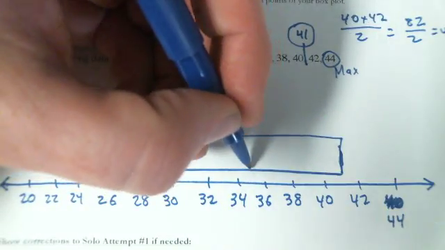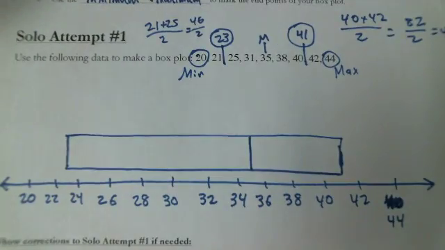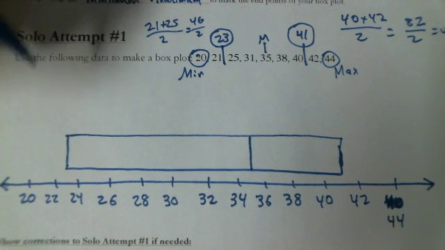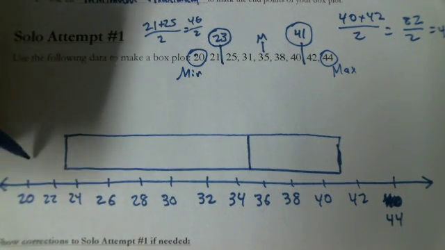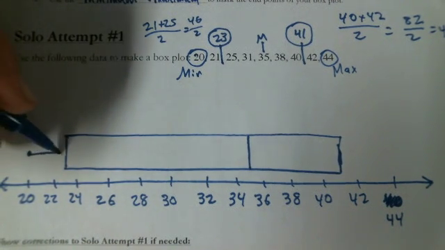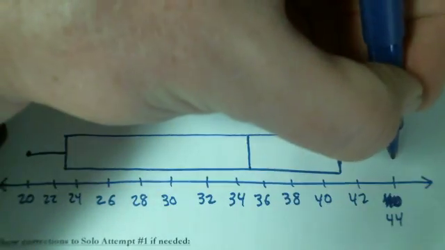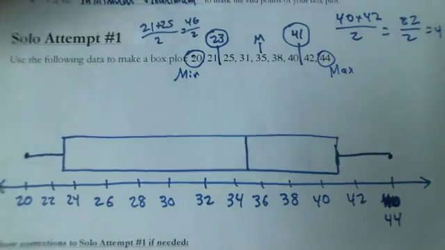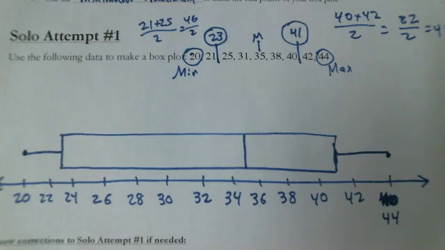And then 35, the median, is marked right here. And then our endpoints aren't too far away. We have our minimum value right here, and we have our maximum value over here. So there is our box plot for solo attempt number 1.